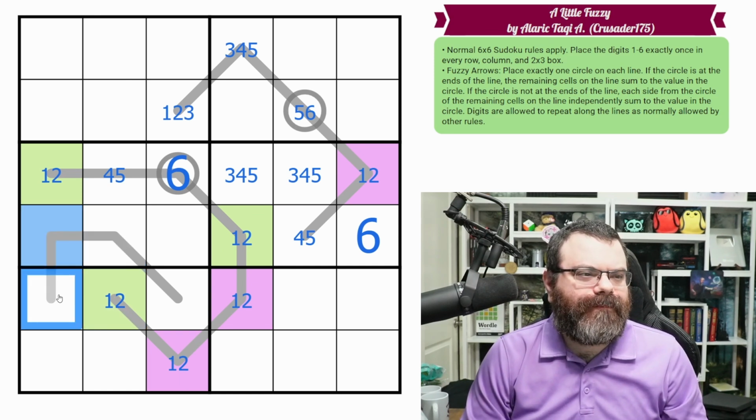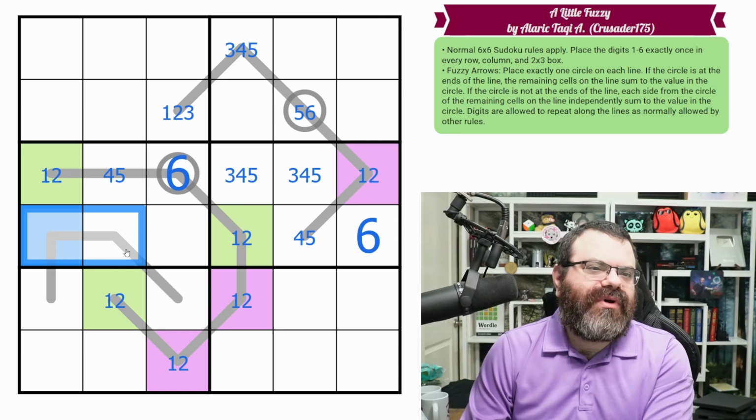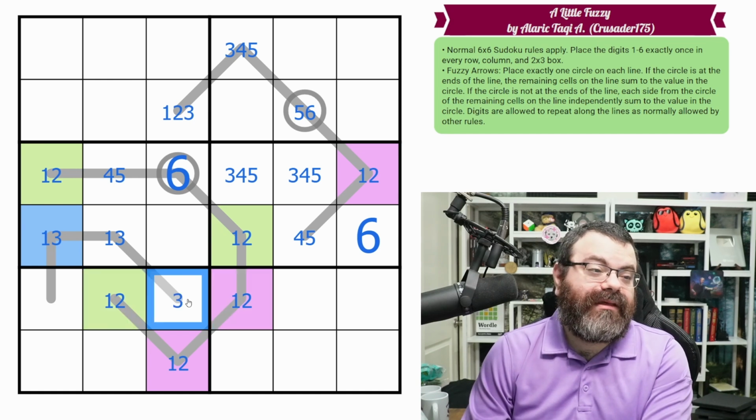I'm wondering about the... what's the minimum sum here? So we could do 1 plus 3 here, which is 4. Oh, and this is minimum 3. That's 7. Okay, so this end can't be the circle.